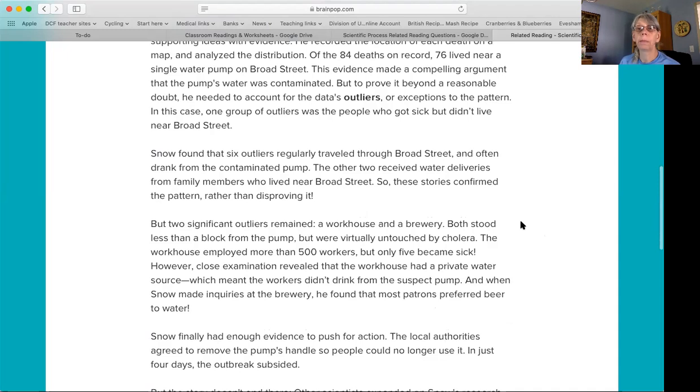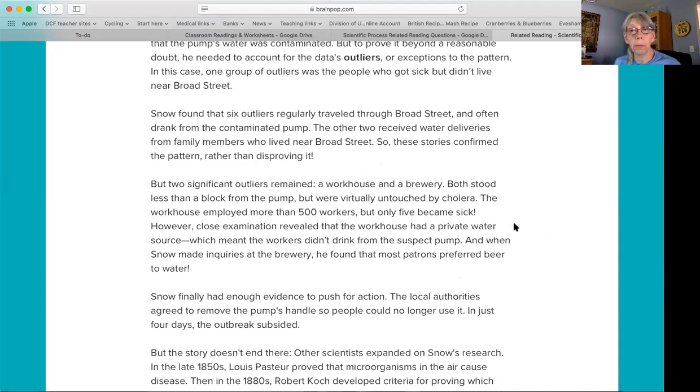Okay, now people who were near this pump, some of them didn't get sick. There was a workhouse, which is where you would have to go in old England if you weren't able to pay your debts. You would go to the workhouse and you would do jobs, and any money you earned went to paying off your debts. But they didn't pay very much. People would be stuck here for a long time.